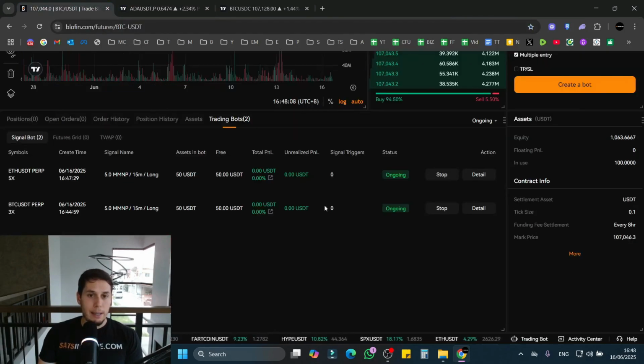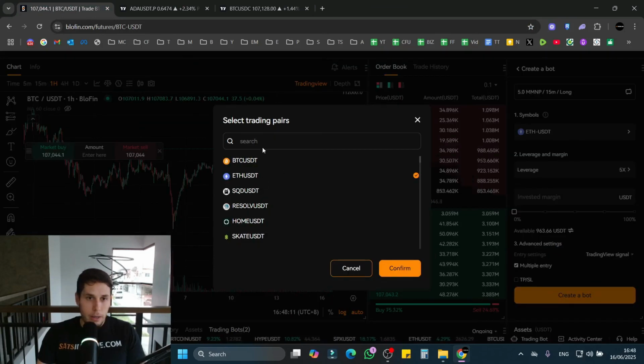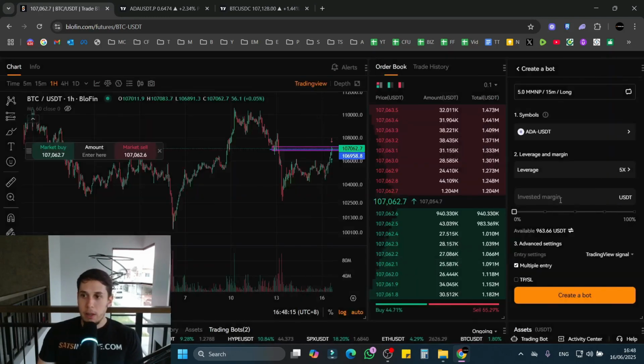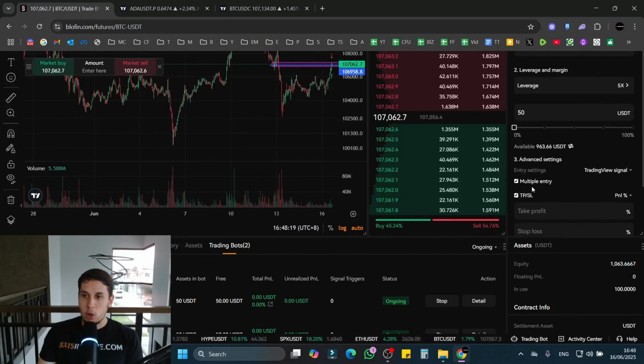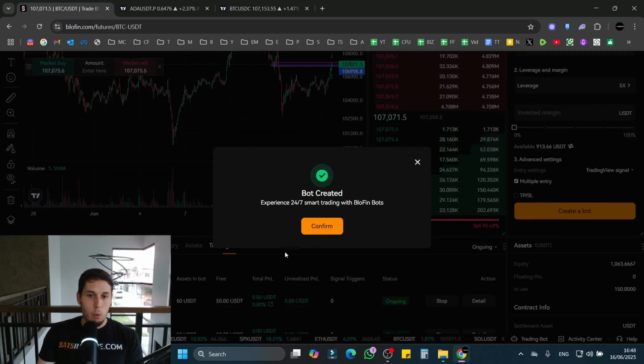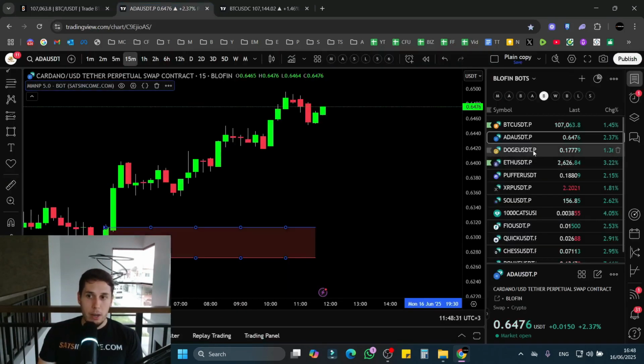When you are connecting the Cardano bot, well, you make a bot for Cardano right here. Let's see if it's available. Right here, confirm. Again, add the money, add everything, add the stop loss, whatever it is, create the bot. So when you are connecting the Cardano bot, you are on the Cardano chart.